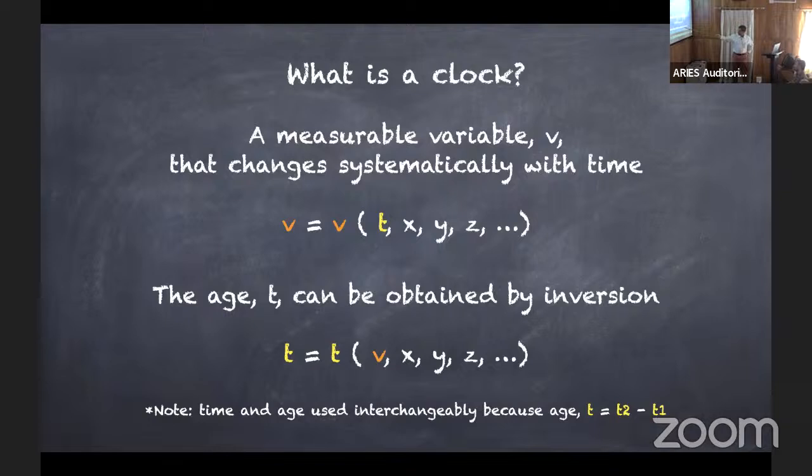So the key point is to write T as a function of your variable V, which you can measure, and these X, Y, Zs, which hopefully you can also measure. So once you put all those things in there, you automatically have your T. But you have to construct this clock. And that's what is the problem, typically in astronomy. Okay? One note is that time and age are used interchangeably in my talk, because the age, of course, is just T2 minus T1. It's just a subtraction of these things.